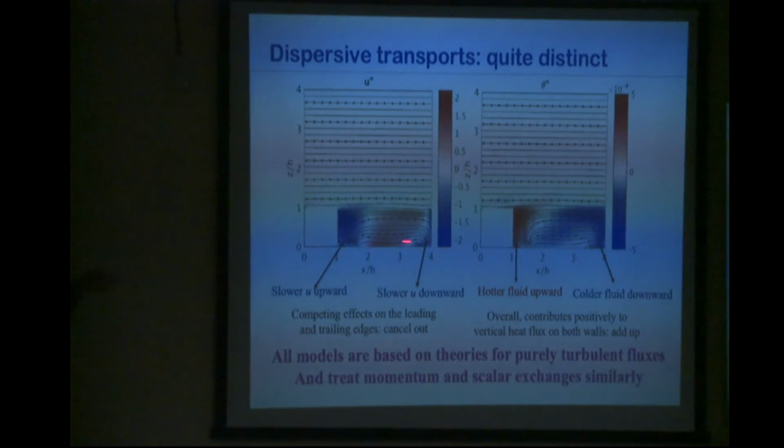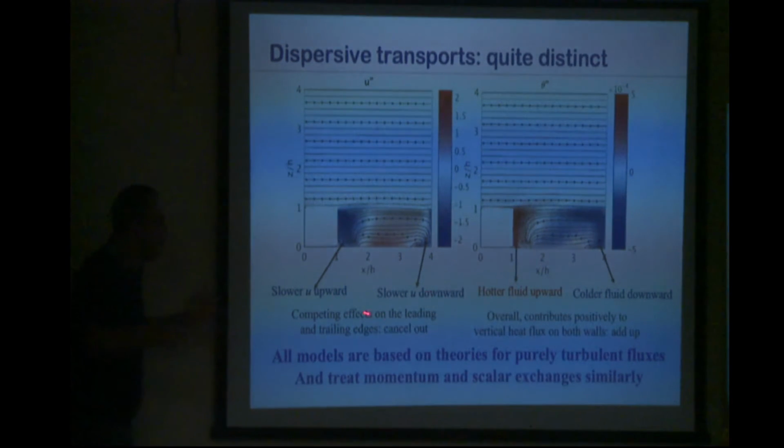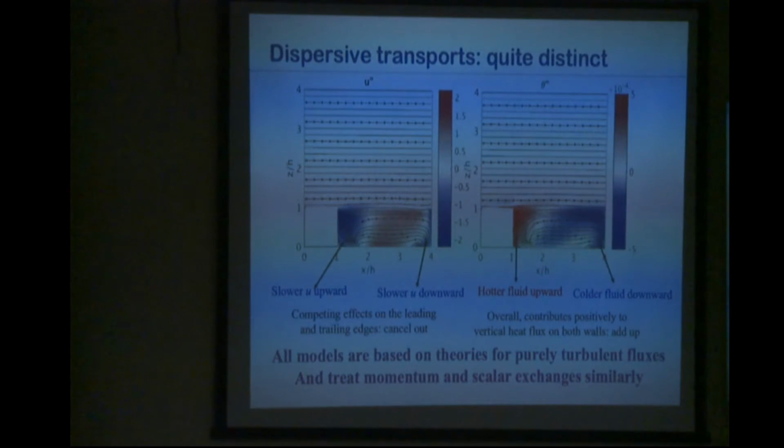So these are helping each other, and these are canceling each other, which basically tells you that now the dispersive transport of heat and momentum are very different. And again, this goes back to the effect of pressure. Pressure is the main reason why the dispersive transport are different.